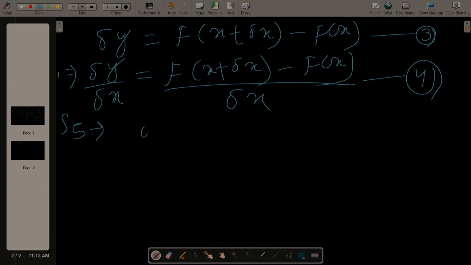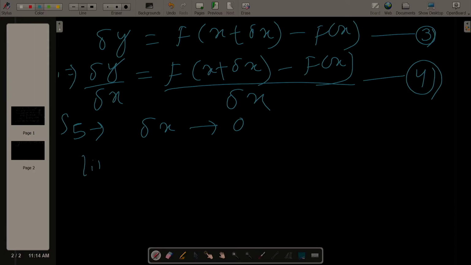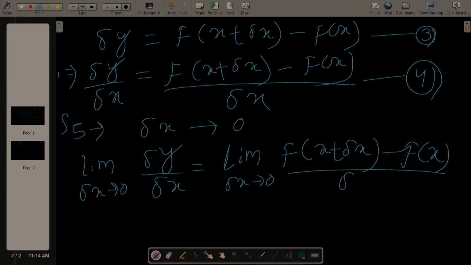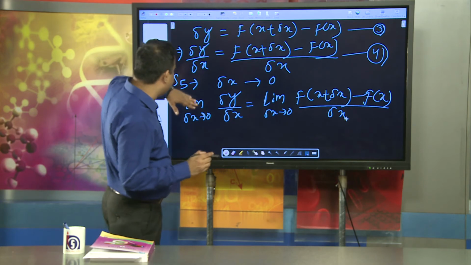Now, in step 5 we take del y by del x, where del x tends to 0. The result will be limit del x tends to 0 of del y by del x, which is equal to limit del x tends to 0 of f of x plus del x minus f of x divided by del x. What we have done from equation 4 to equation 5 is only that del x tends to 0 and we have taken the limit on both sides.